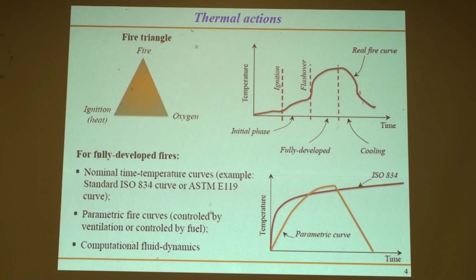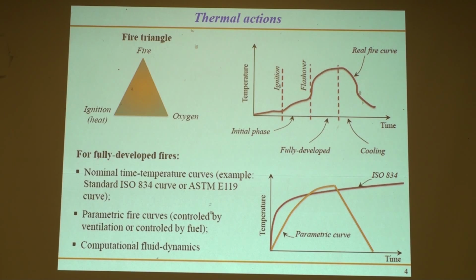Typically in design and even in analysis, we are already looking at a fully developed fire. For us as structural engineers, we don't really care if the fire doesn't pick up and affect your structure. So we're looking at fully developed fires. You may have nominal time-temperature curves. An example is the ISO 834. There's a similar nominal time-temperature curve, which is the ASTM E119 curve.